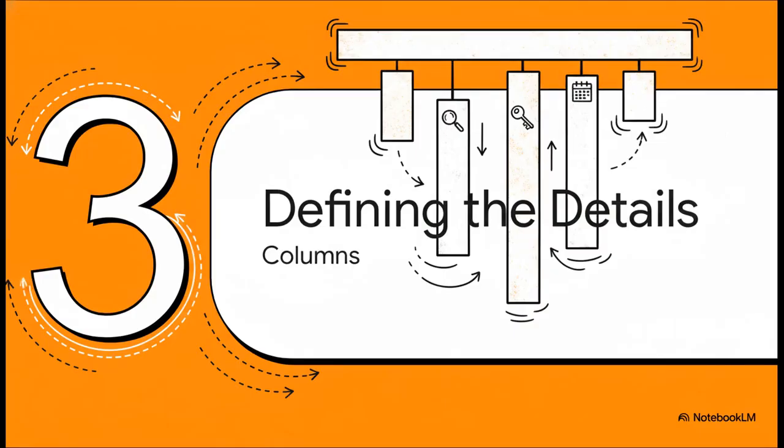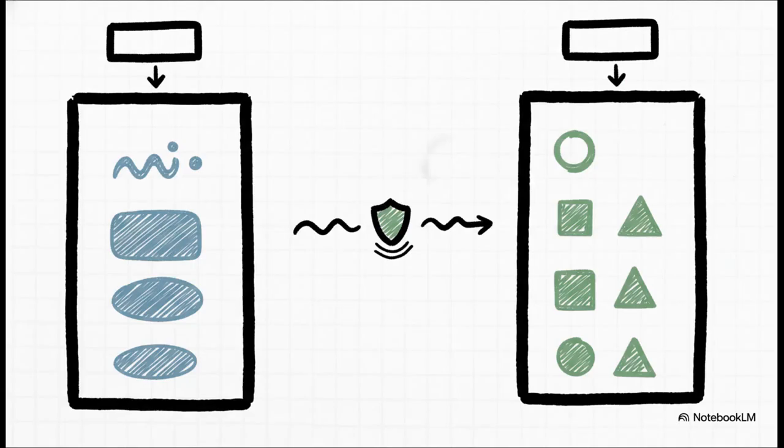Okay, so we get the table as the big container. Now let's zoom in on the parts that make it up, the columns. This is where we get into the specific details. Think of each column as a labeled container. The name column, it only holds names. The age column, it only holds ages.